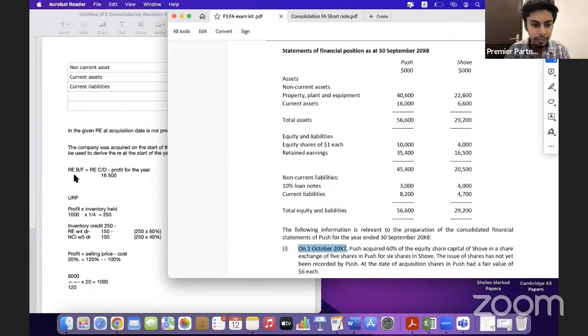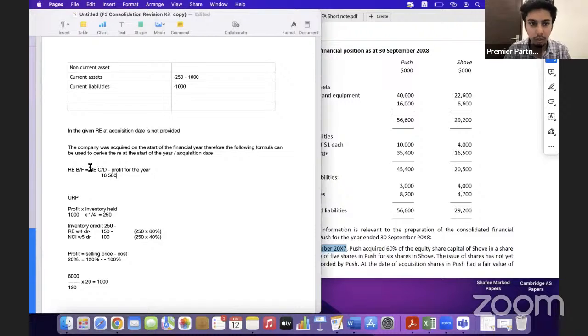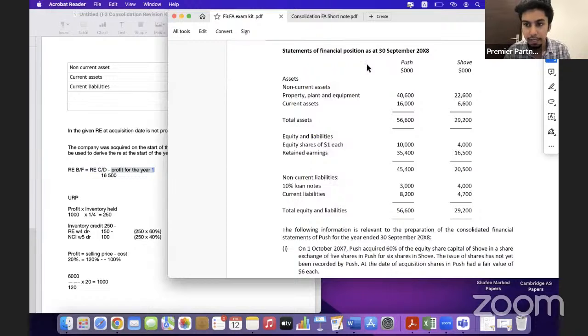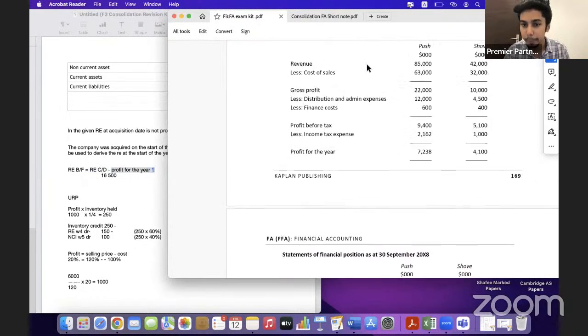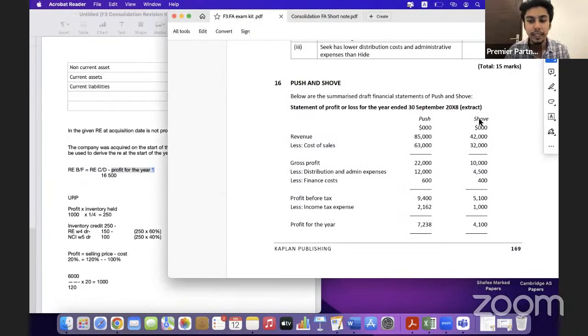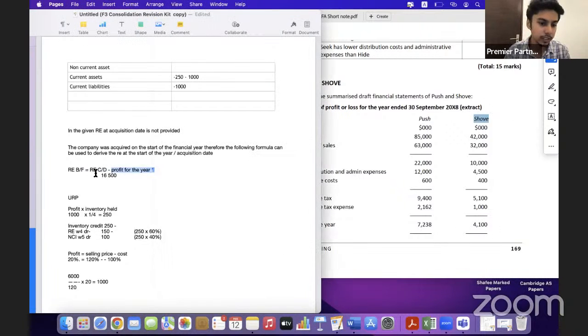So how to get the retained earnings brought forward? You can use this equation. Get your retained earnings carried down, which is this, and deduct the profit for the year. Profit for the year, I can find on my previous page, which is my income statement. Here, can you see? Shav is a subsidiary. His profit for the year is 4,100.